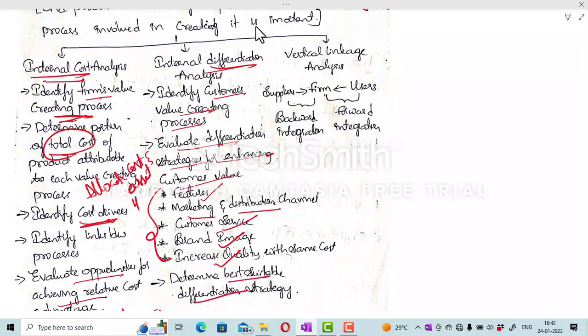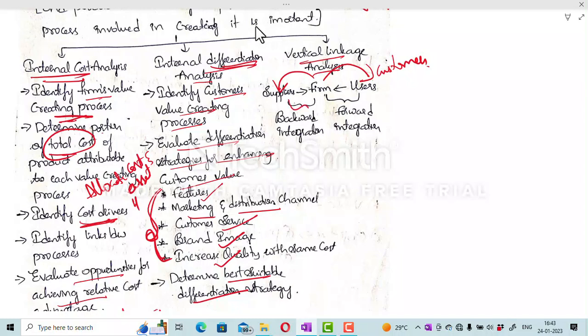Determine the best suitable differentiation strategy. We can enhance any of these, but we need to choose whichever is most suitable and implement that, because implementing all at a time might not be possible. Okay, vertical linkage analysis. Not only internal cost analysis and internal differentiation analysis are important, but also maintaining the relation with suppliers and users, that is customers, is much more important. It will also add value to the competitive advantage.